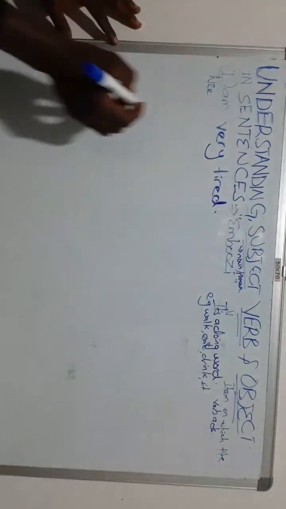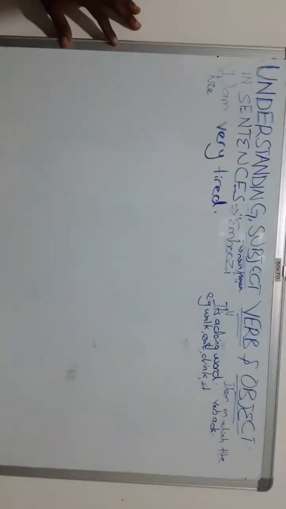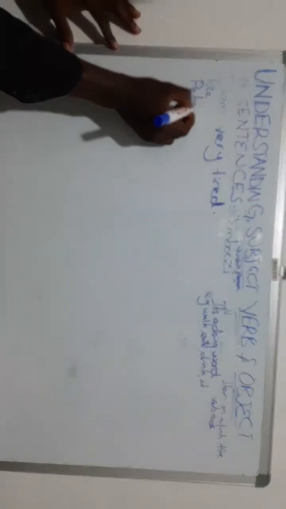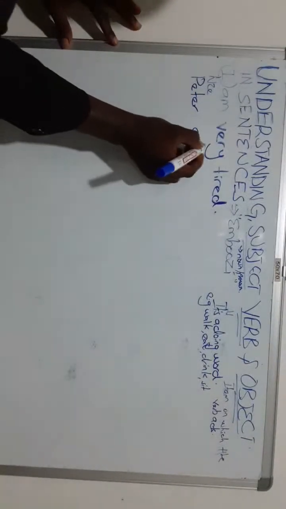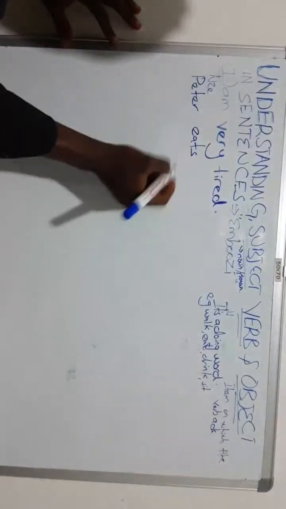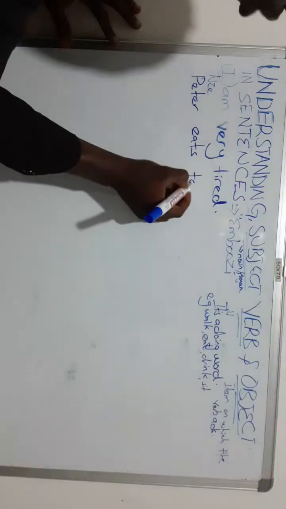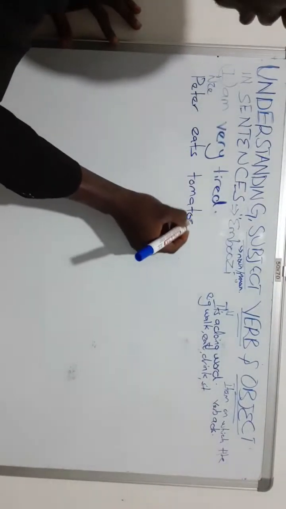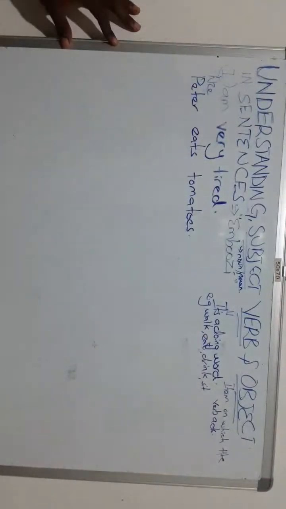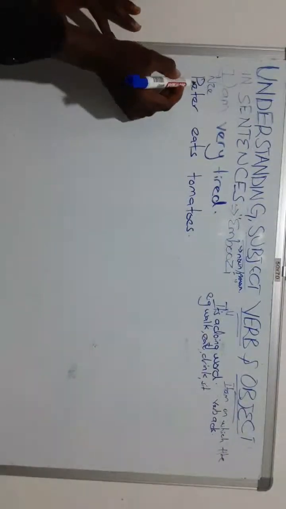Okay, let's have another example such that you further understand what I'm talking about. In this example, Peter eats what? Peter eats tomatoes. Peter eats tomatoes. So this is a sentence. It says Peter eats tomatoes.